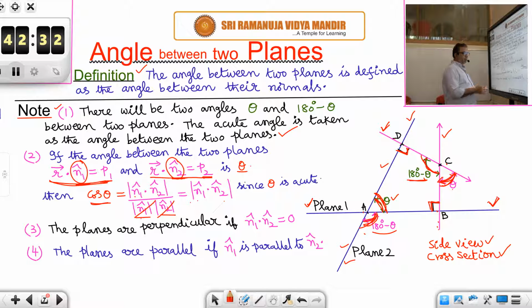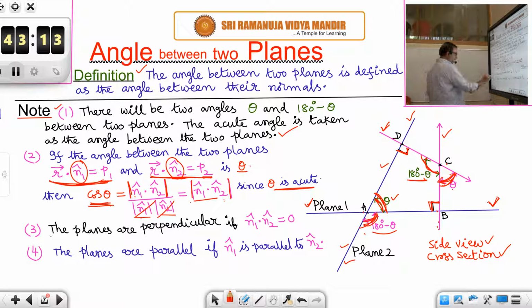Actually in the numerator we don't take modulus, but because theta is the acute angle that is called the angle between the two planes, n1 cap dot n2 cap may be negative, so we are taking modulus of the numerator also, because theta is acute. So that is the formula for cos theta, where theta is the angle between these two planes, r bar dot n1 cap is equal to p1, r bar dot n2 cap is equal to p2. Then theta is given by this formula. Cos theta is mod of n1 cap dot n2 cap.